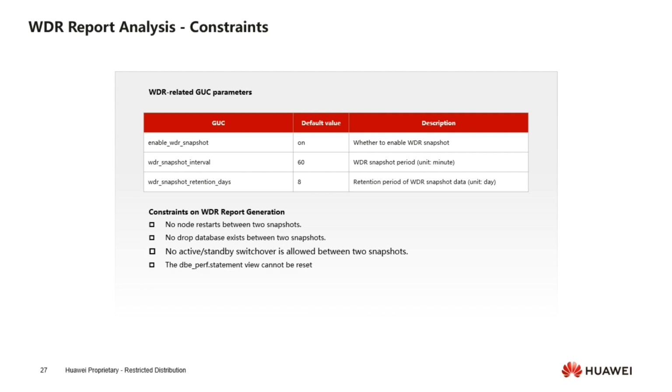In short, we still have a few restrictions. No node restart is allowed between two snapshots, and we should not perform a database job between two snapshots. Also, if you have performed an active and standby switchover between two snapshots, we cannot use them to create a WDR report. For the last one, you cannot reset the dbe_perf.statement view, because that's where our information is based.